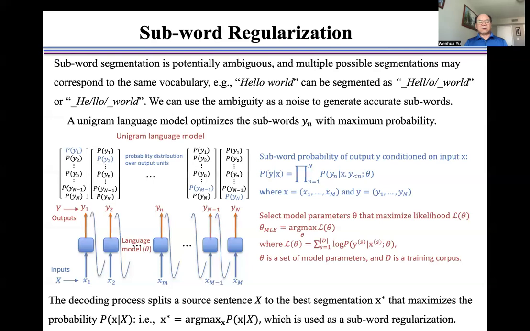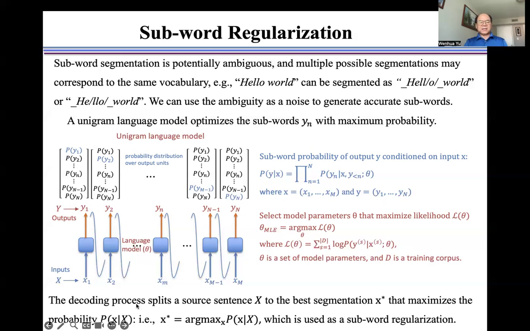A Unigram language model optimizes the subwords Y with maximum probability as shown here. This is a language model, with this input and this output, and this probability distribution over output units. The subword probability of output Y conditioned on the input X can be calculated from this formulation. Select the model parameter set that maximizes the likelihood through this formulation.